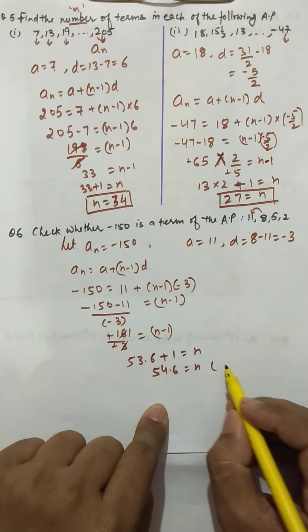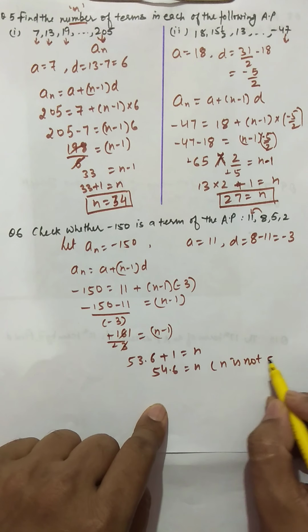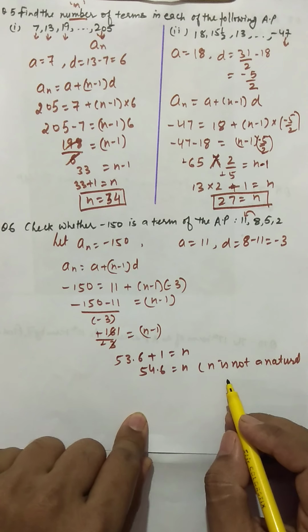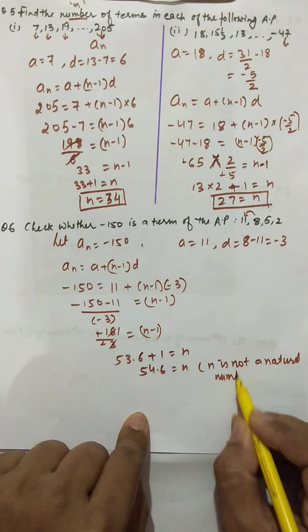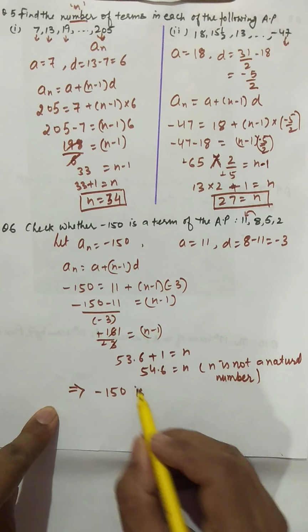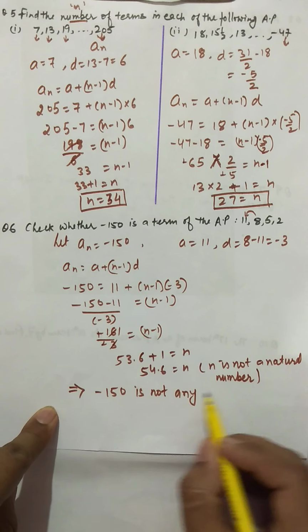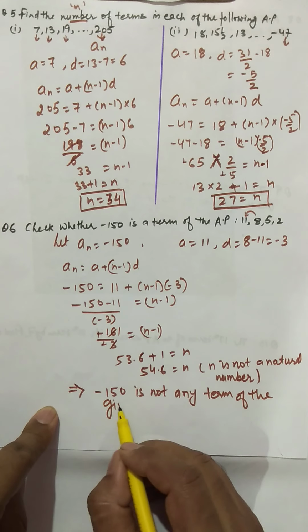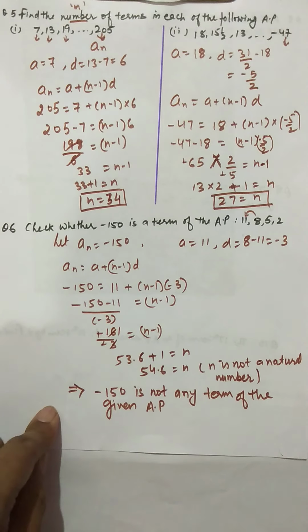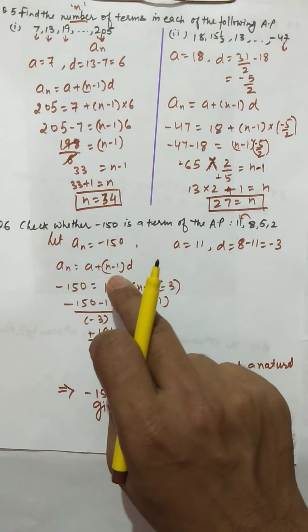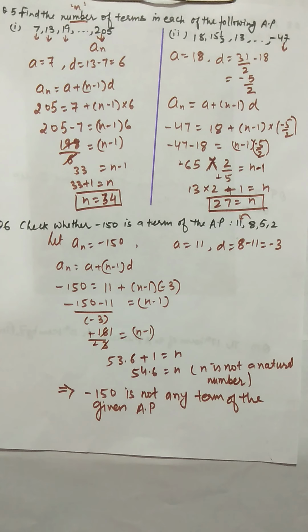Now here n is not a natural number. So it implies that minus 150 is not any term of the given AP. So you always remember this, in this formula an equal to a plus (n minus 1)d, n is always a natural number.